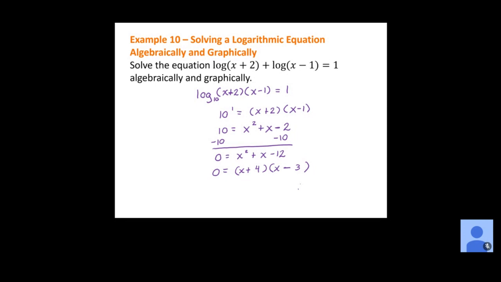Good. So equal to 0. So we're going to have x plus 4 equals 0. We're going to have x minus 3 equals 0. And so over here, we're going to get x equals negative 4. And the other one's going to give us x equals positive 3.